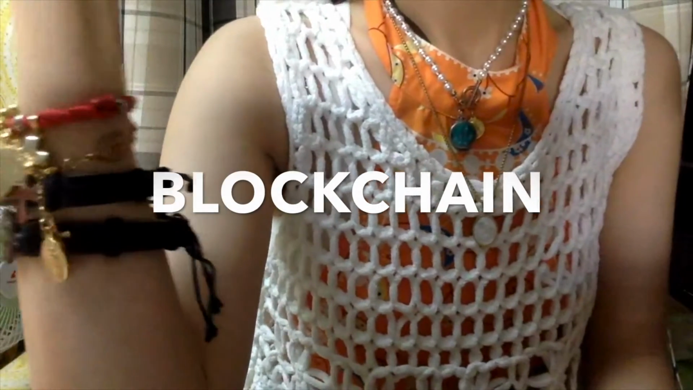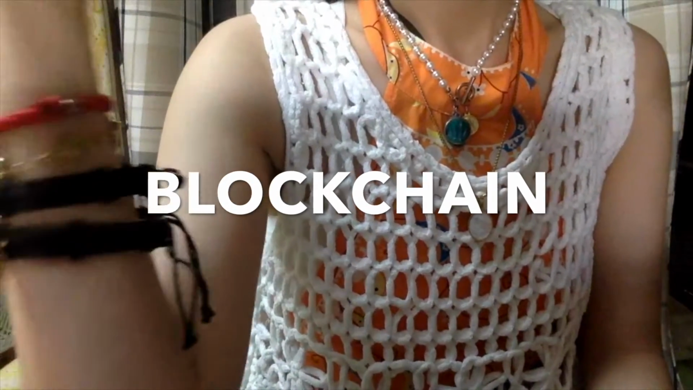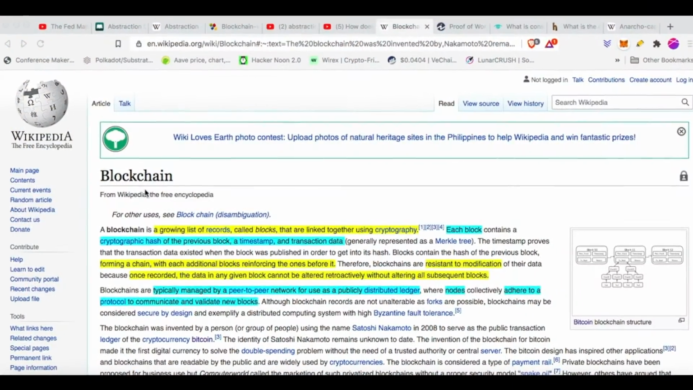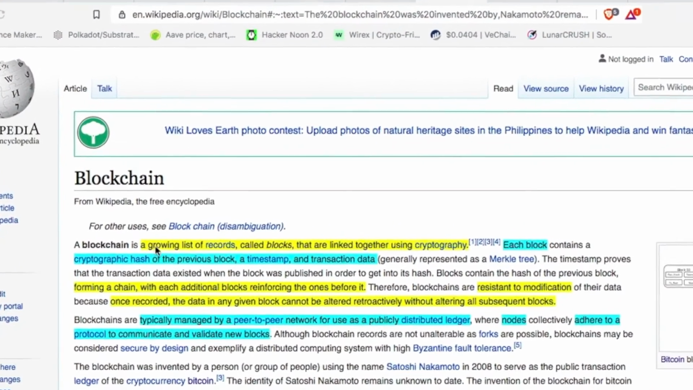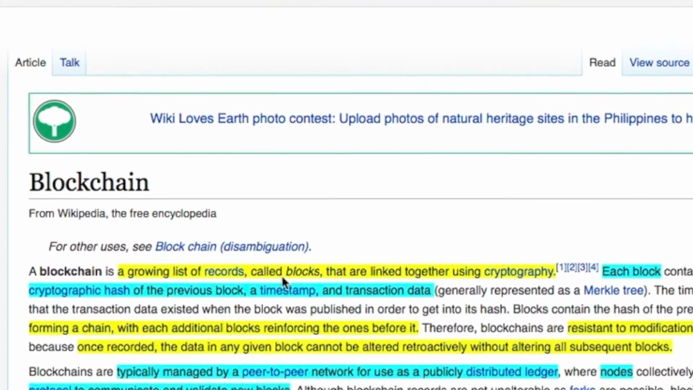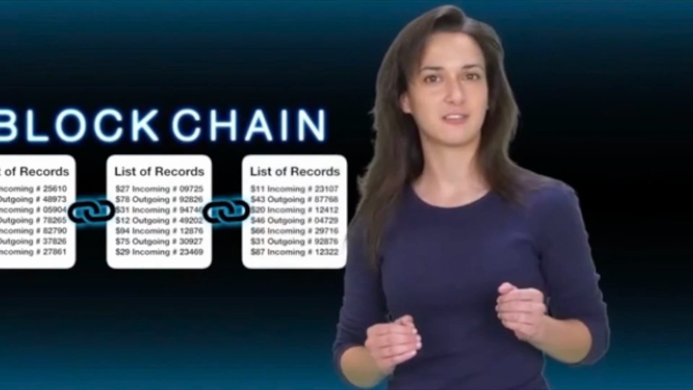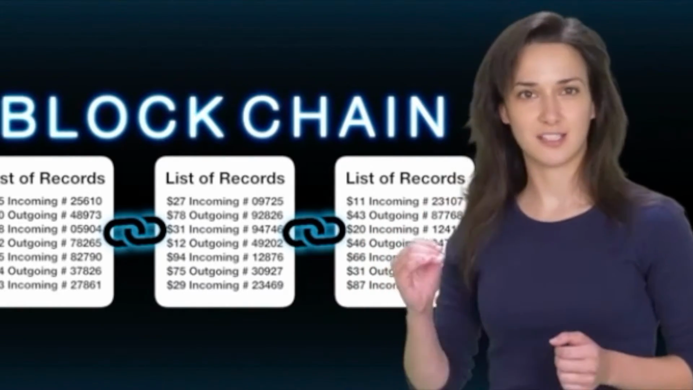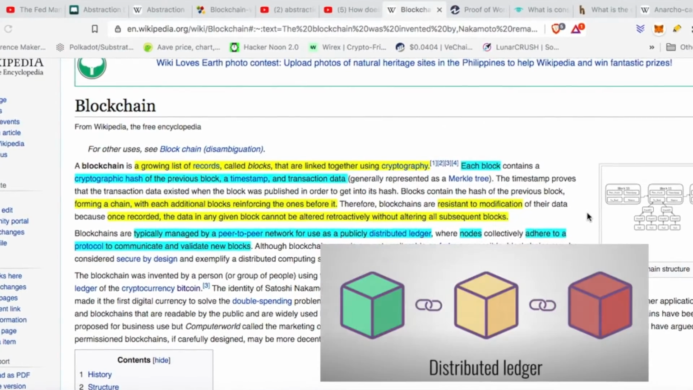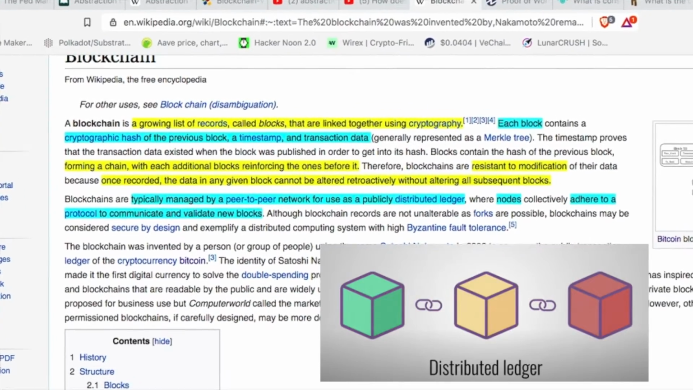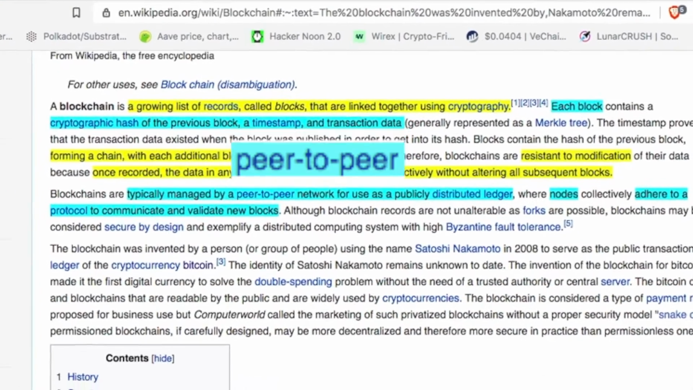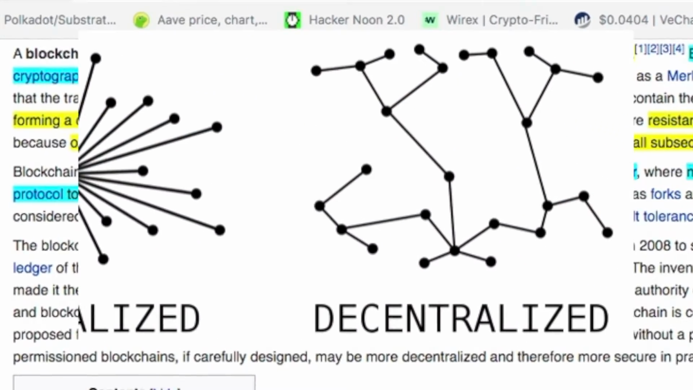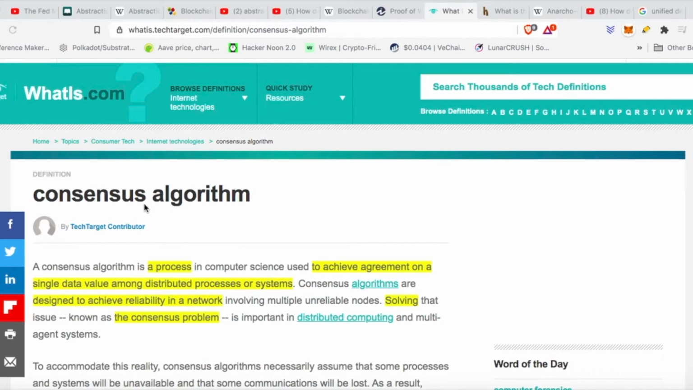What is blockchain? Let's begin with the simplest, broadest, and most straightforward definition. A growing list of records in blocks linked together in a chain. CryptoKC calls it a linked list of records. The more technical folk refer to it as a distributed ledger technology that enables a set of peers to work together to create a unified, decentralized network with the help of a consensus algorithm.